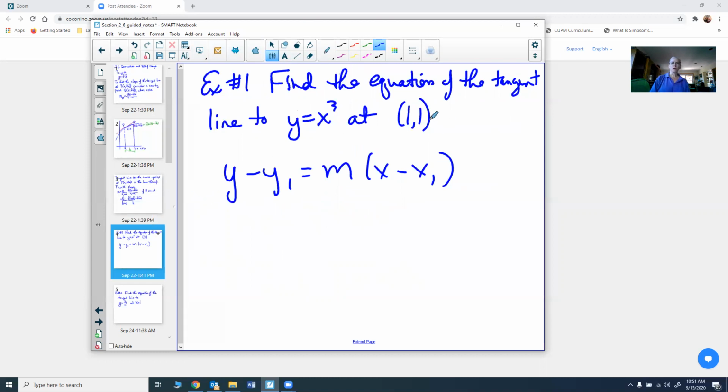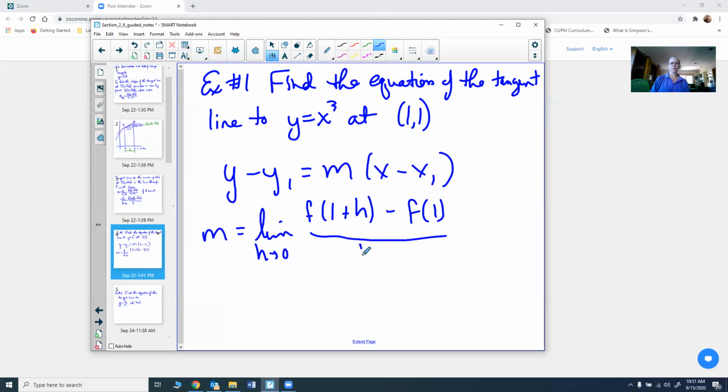y1 is 1, x1 is 1. So all we're going to do is first find that slope, because we don't know the slope yet. We know y1 and x1, but we don't know the slope. We're going to find that slope. It's the limit as h goes to 0 of f of, well, a is 1, because we're at the point 1. So f of a plus h, or 1 plus h, minus f of a, which is 1, all over h.